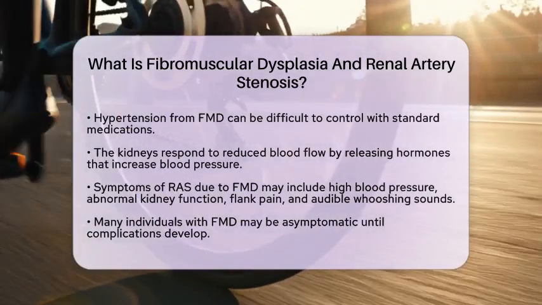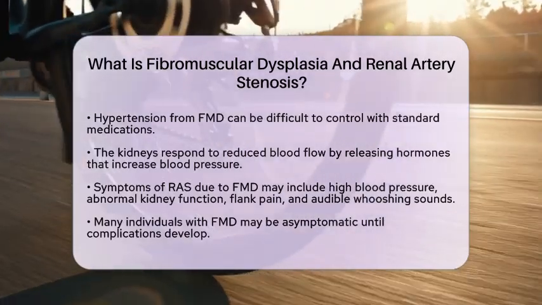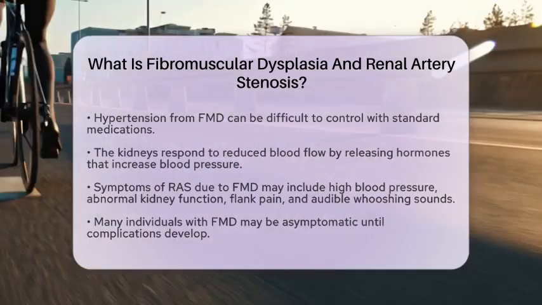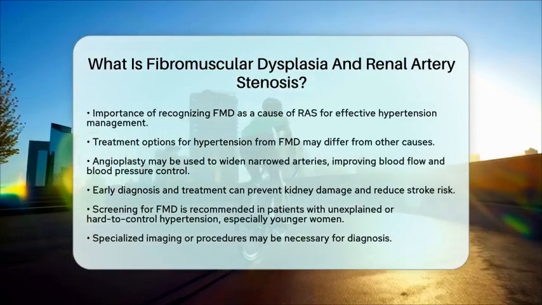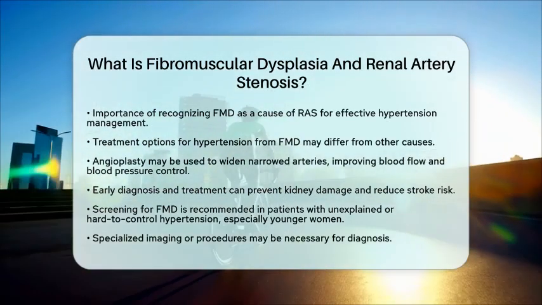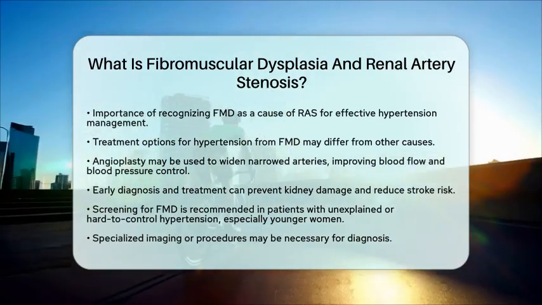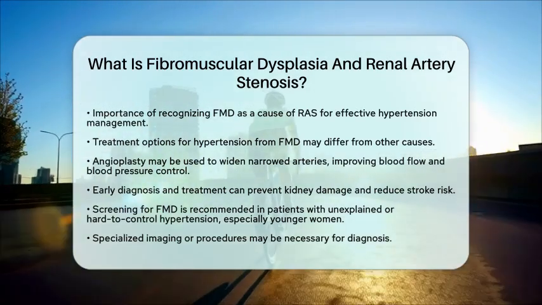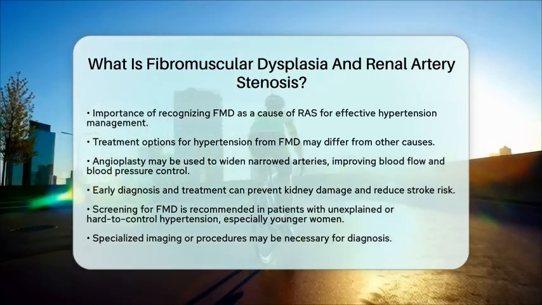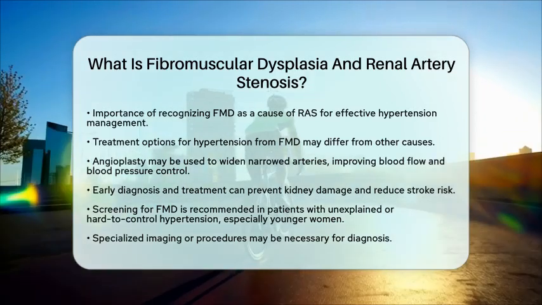Treatments for hypertension caused by fibromuscular dysplasia may differ from those for other causes. For instance, procedures like angioplasty can sometimes widen the narrowed artery, restoring normal blood flow and improving blood pressure control. Early diagnosis and appropriate treatment can help prevent long-term kidney damage and reduce the risk of stroke or other vascular events. Screening for fibromuscular dysplasia in patients with unexplained or difficult-to-control hypertension, especially in younger women, is a practical approach. Specialized imaging or procedures may be considered when necessary.